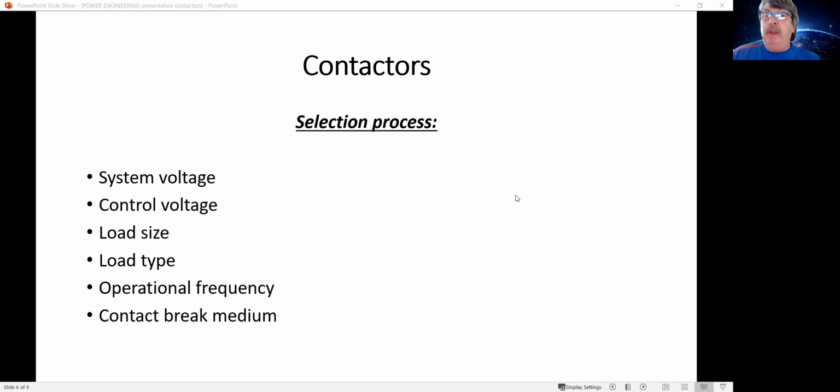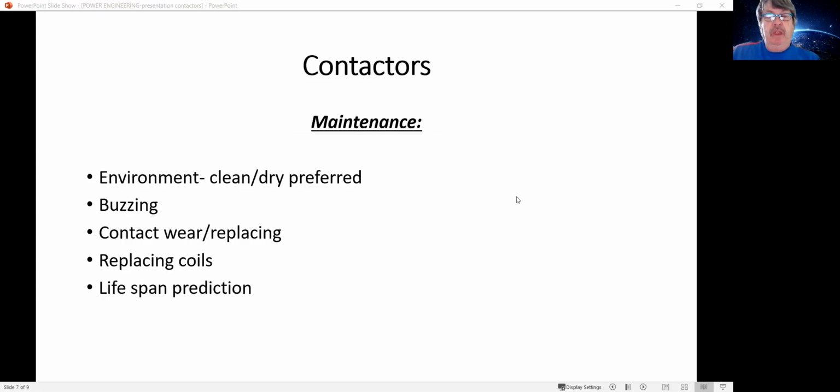And then the contact break medium, of course, most of the contactors out there will break in an air break, they're just a normal state, but you do get some specialist types, which we'll go into a little bit later.